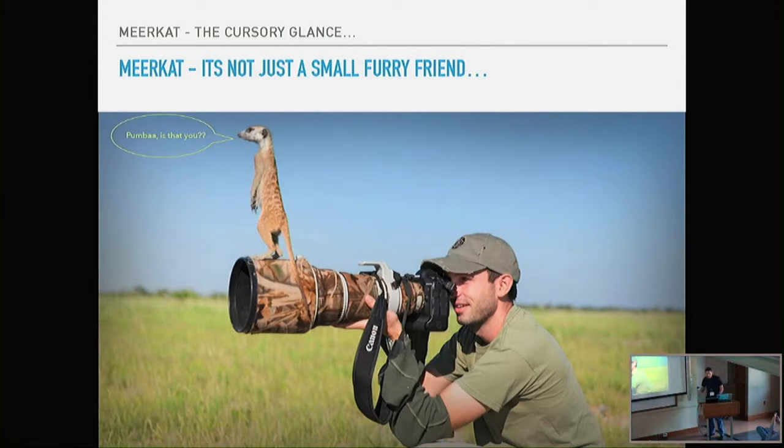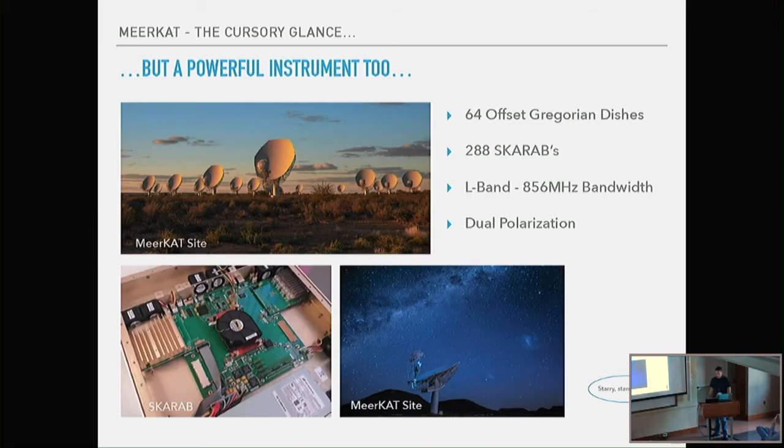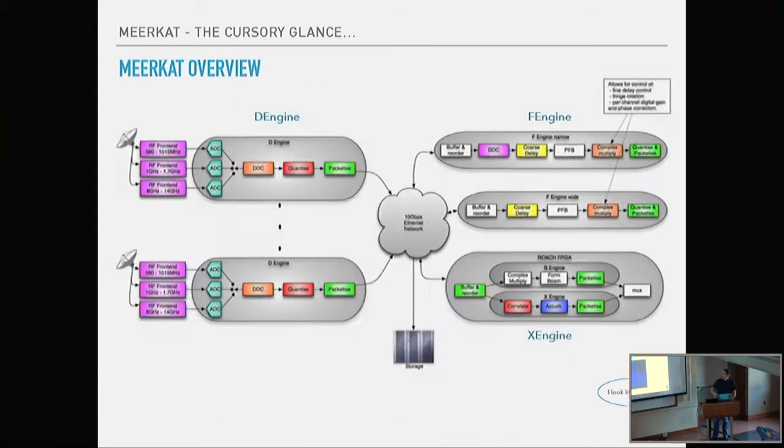So first of all, what is MeerKAT? It's not just a furry friend found in the Karoo region of South Africa, but it's a powerful instrument too. As Francois showed you with a whole bunch of pictures of dishes, it's 64 dishes currently, offset Gregorian type. The back end consists of 288 SCARAB boards. Many of you should now recognize the particular piece of hardware. We are working in L-band at the moment, although there are other bands of interest being developed. And in this particular case, we're dealing with dual polarization at the same time.